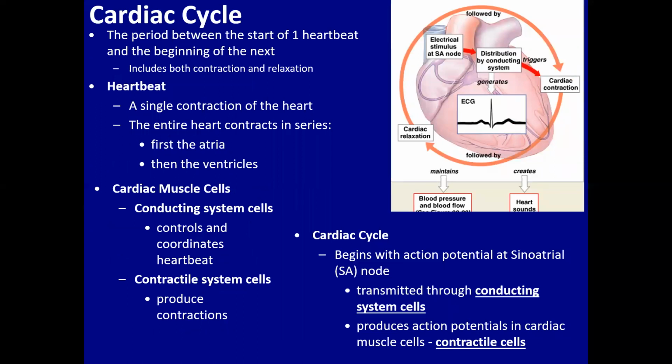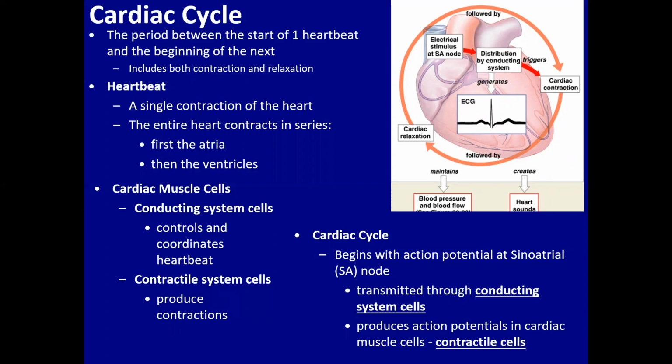Right, so let's talk about the cardiac cycle. This is what is occurring between the start of one heartbeat and the beginning of the next. And a heartbeat includes both contraction and relaxation. So a heartbeat is a single contraction of the heart. When we think about a heartbeat, you may think that the heart contracts, and that's not exactly how it happens. Contractions first start in the atria and then go to the ventricles.